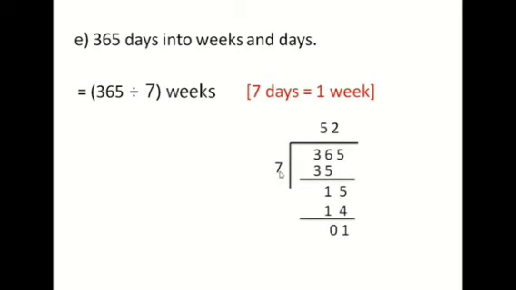Here I have done, you can check it. So quotient is 52 and the remainder is 1. Whatever is the quotient is your weeks and the remainder will be your days. So it is 52 weeks, 1 day.